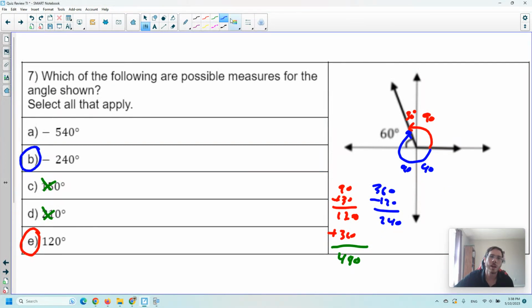If I want to check if 540 works, I'd have to do 2 negative 240 and then another negative 360. I can just add them up, though, to get 600. So I know the next number I would be at would be negative 600. That's not negative 540, so that's how I would finish that up. So I'd only pick E and B.